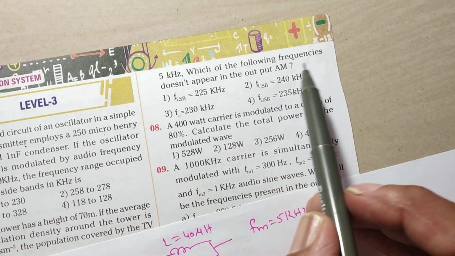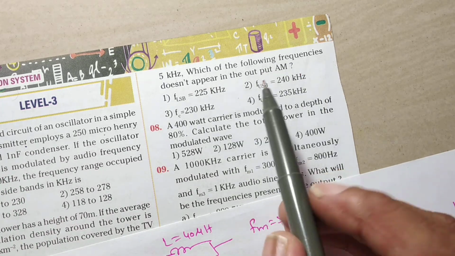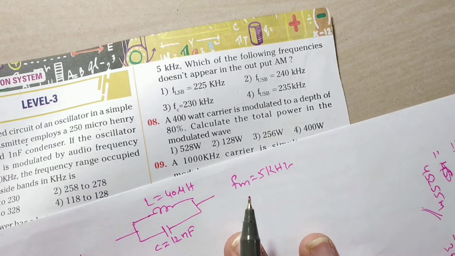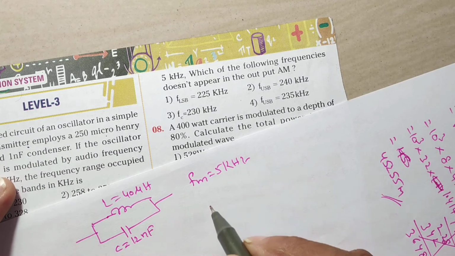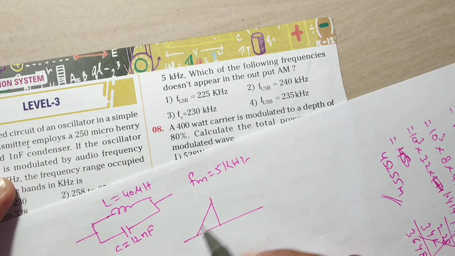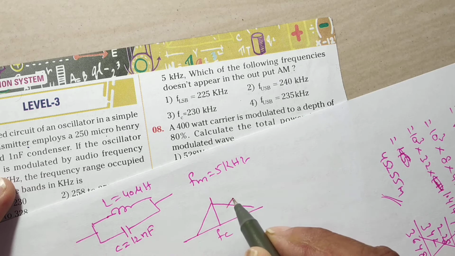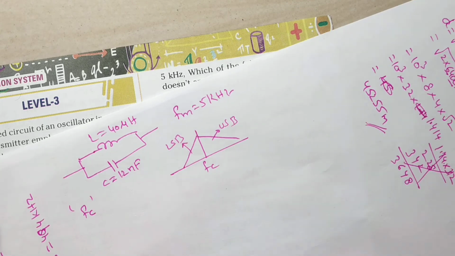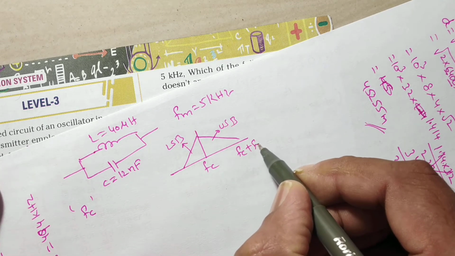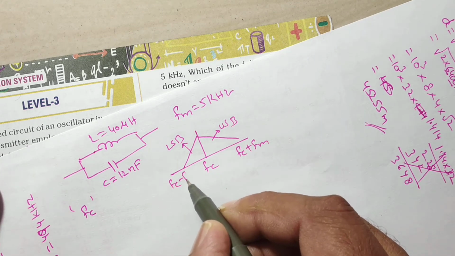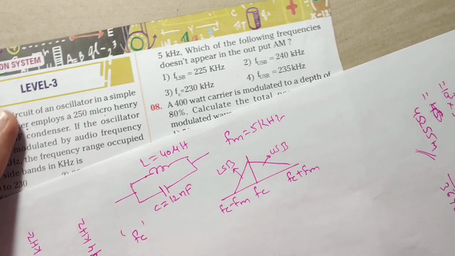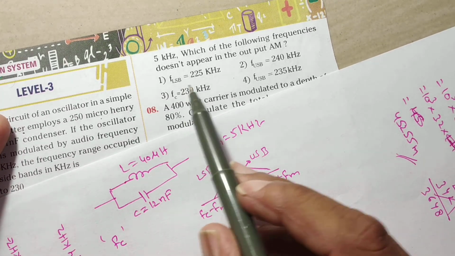Now which of the following frequencies will not be present? They have given some frequencies, and we must find which of them is not present when combined with the audio frequency. In general, we know this is the carrier frequency, this is the upper side band, FC plus FM, and this is the lower side band, FC minus FM. Only three frequencies are present. For this one, which of the options is not present?